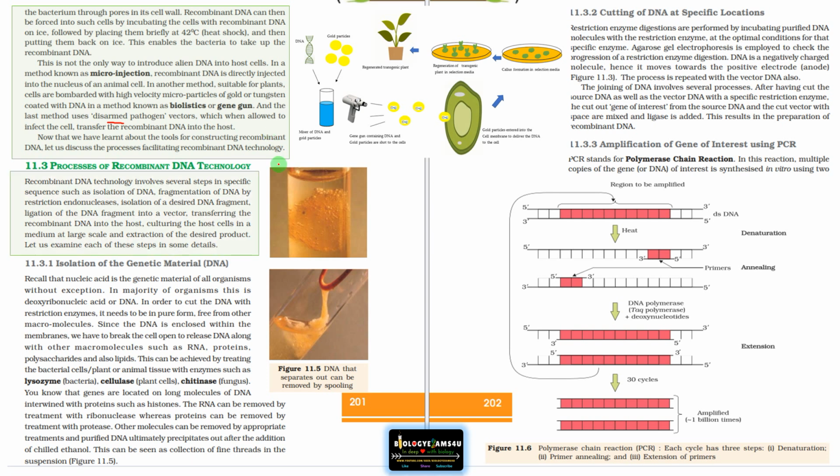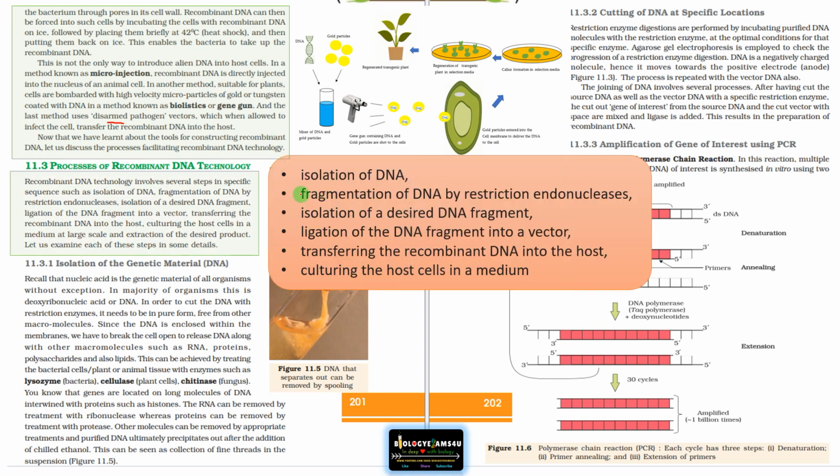Then the next part is regarding the process of recombinant DNA technology. This is a summary: isolation of DNA, fragmentation of DNA using restriction endonuclease, then isolation of the desired DNA fragment by elution, then ligation of the DNA fragment into a suitable vector, transferring into a host, which is called transformation, and finally culturing of host cells in a medium for multiplication or expression.